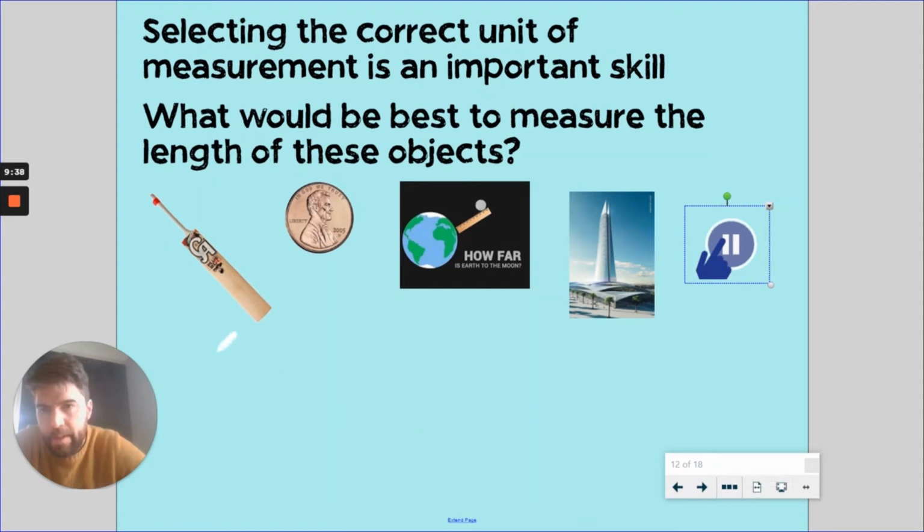So what did you say? Let's look at the cricket bat first. How long is a cricket bat?